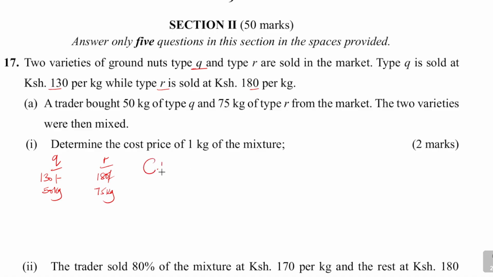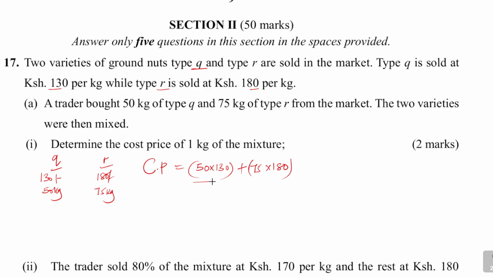So the cost price will be given by, we start with Q. We have 50 kg and 1 kg costs 130. So what about 50 kg? You're going to get the cost by taking 50 kg multiplied by the cost of 1 kg, which is 130. We multiply, because we're getting the mixture, we add for type R. 1 kg costs 180, there's 75 kg, so 75 multiplied by 180, like that.